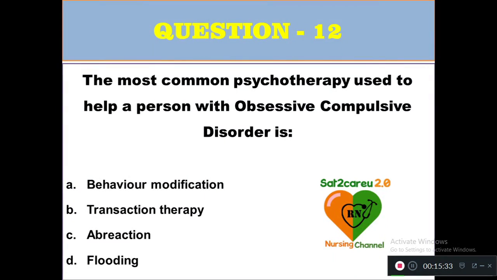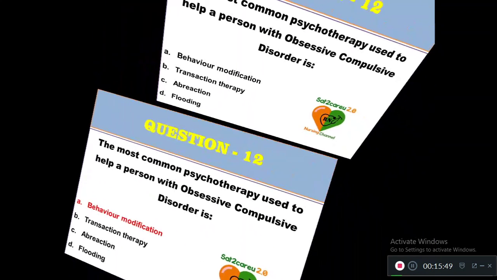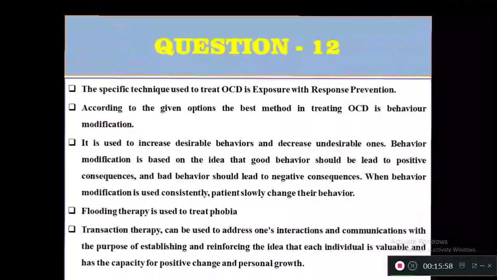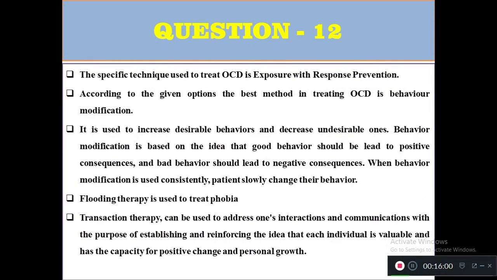Question number 12. The most common psychotherapy used to help a person with obsessive compulsive disorder is A. Behavior modification, B. Transaction therapy, C. Abreaction, and D. Flooding. The right answer is option A. Behavior modification is used in a person with obsessive compulsive disorder. The rationale: the specific technique used to treat obsessive compulsive disorder is exposure with response prevention.